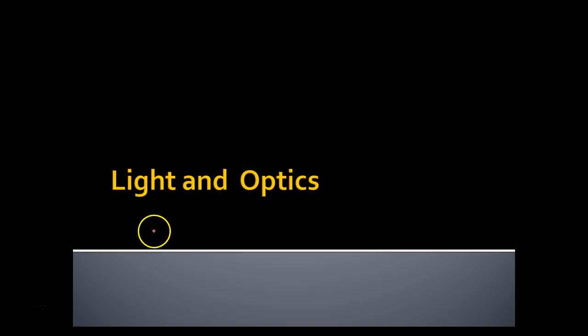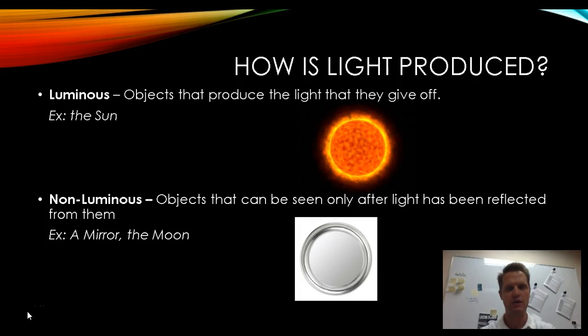Today what we're learning about is a brand new unit called optics. We're specifically talking about optics in light, because optics is the study of light. Now, we're going to talk about what is light, and we're also going to talk about the two sources that produce light. So before we do that, let's talk about how light is produced.